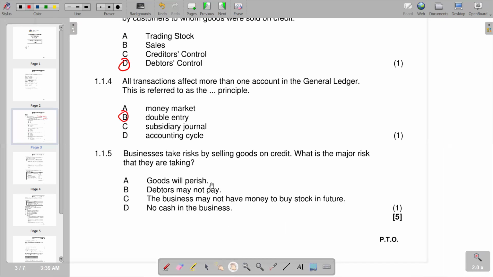So then 1.1.5 reads, businesses take risk by selling goods on credit. What is the major risk that they are taking? A, goods will perish. B, debtors may not pay. C, the business may not have money to buy stock in the future. D, no cash in the business. So the question is saying businesses take risk by selling goods on credit. Obviously, when you're selling goods on credit, there is a risk that the person or the business that we are selling to on credit may not pay back our money. That becomes the biggest risk that we can encounter. So we have number 5 as B as the correct answer. Debtors may not pay. This is the last question of the multiple choice section.